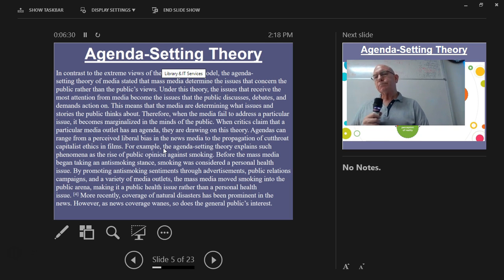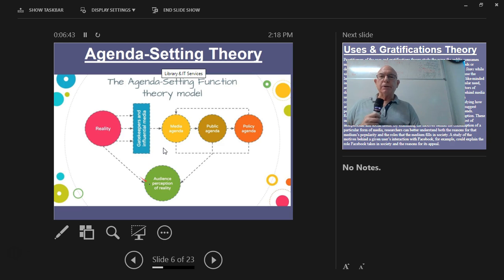Agenda setting, in the most simplistic way of looking at it, you're looking at the media because you have gatekeepers in the media and so forth. But again, that's not totally accurate to look at it that simply. So this model also indicates that you do have the reality, and it goes through the gatekeepers into the media's own agenda, whether they're liberal or conservative or whatever they might be, but it still has to go through the public, and it doesn't.